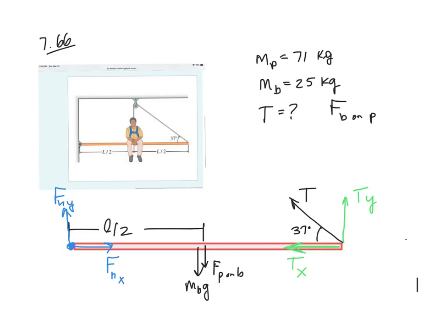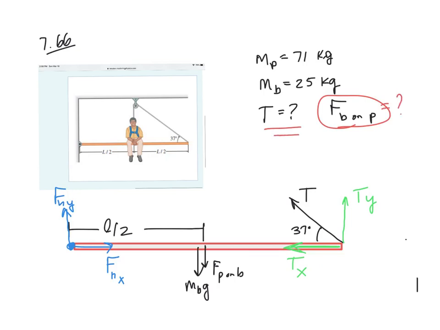Okay, I'm going to do a screencast of problem number 766 on Mastering Physics with the professor sitting on the beam, and explain how to find the tension in the rope. I think they also asked for the force of the beam on the professor here. So those are the two things we're trying to find out.